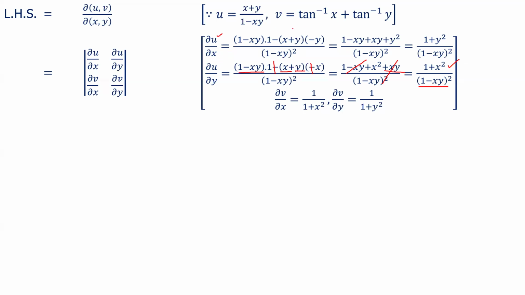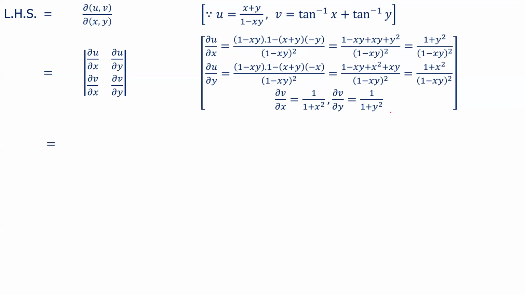Similarly, what is the partial derivative of v with respect to x? The derivative of tan inverse of x is nothing but 1 upon 1 plus x square, and since tan inverse of y is free from x, its derivative will be 0. Similarly, for the partial derivative of v with respect to y, tan inverse of x is constant, so its derivative is 0. And the derivative of tan inverse of y is 1 upon 1 plus y square.